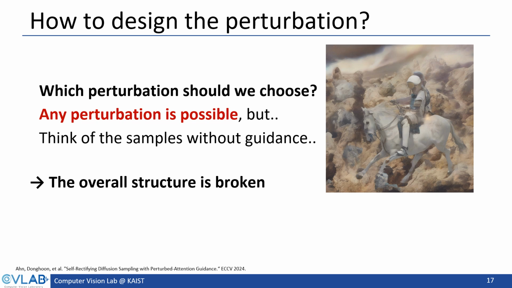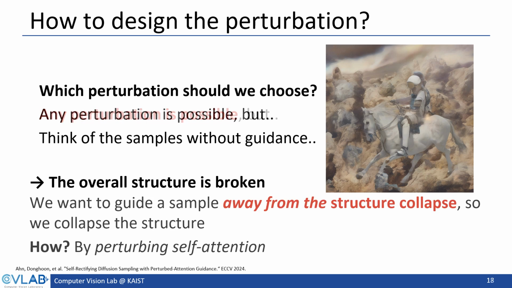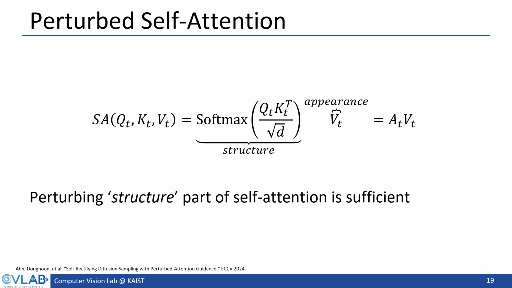When we look at the samples generated by diffusion models without guidance, we often see that the overall structure is significantly broken. Therefore, we can intentionally create samples with broken structure in order to avoid them. To do this, we perturb the self-attention mechanism of the denoising network, which handles the interaction between image patches and captures the global context. So, how do we perturb self-attention?